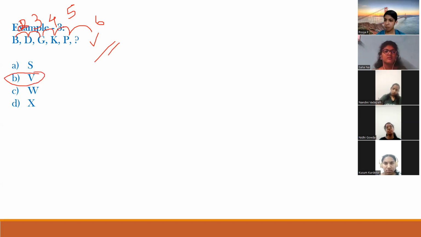L, M, N, O, P, plus 5. So I hope you're getting the pattern here: 2, 3, 4, 5. The next pattern should be plus 6. P, Q, R, S, T, U, V. So the answer is option B. Hope you're clear with this. No doubts?